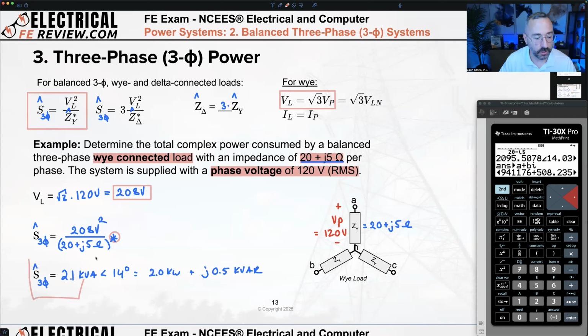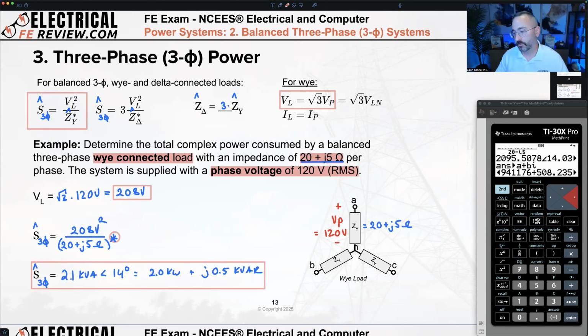Really easy formula to use. You just got to watch out for your conjugate. Make sure you're using the right formula if it's a Y or delta connected load. See if I can get a rectangle here. There we go. And you got to make sure you're using the right line values only.